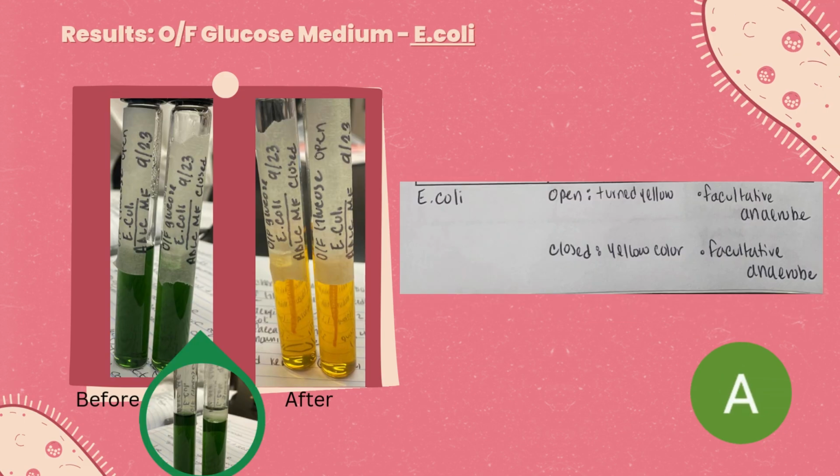The oxidatively or fermentatively glucose test for Escherichia coli displayed a golden yellow color change in both open and closed tubes. Therefore, E. coli was interpreted as a facultative anaerobe.